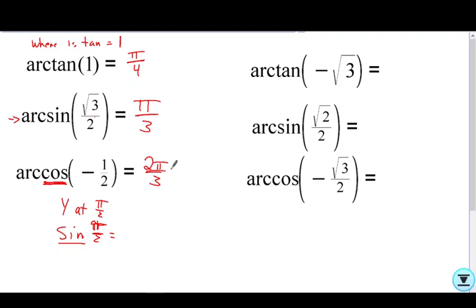Okay, so let's look at this one here. Arctan at negative square root of 3 over 2. Okay, again, I know arctan is only in quadrant 1 and 4, so I know this is a value from quadrant 4. And tangent is square root of 3 at the pi over 3 angles. So what is the pi over 3 angle in the fourth quadrant? 5 pi over 3.